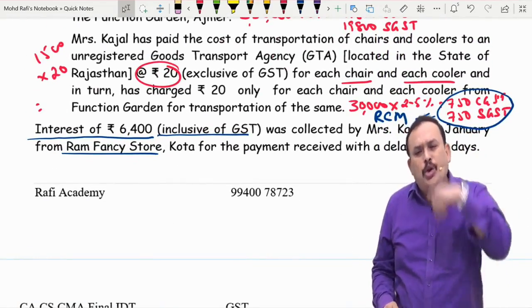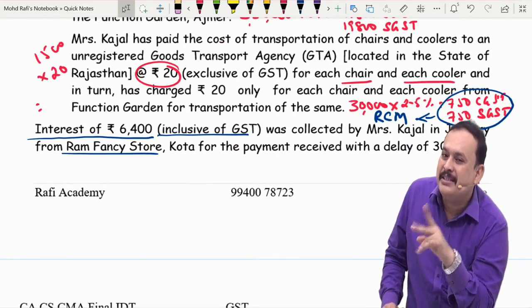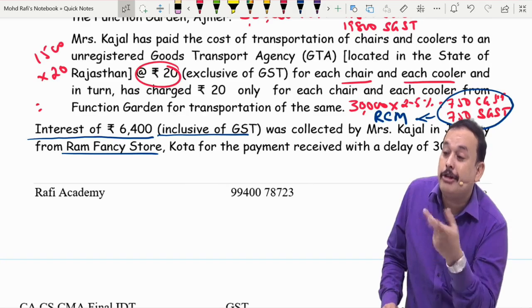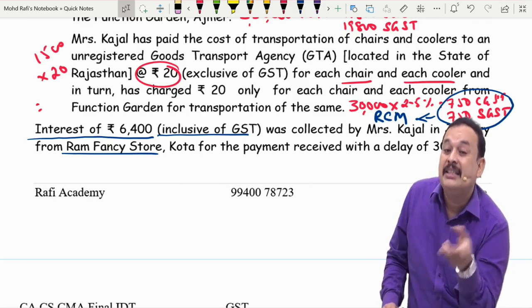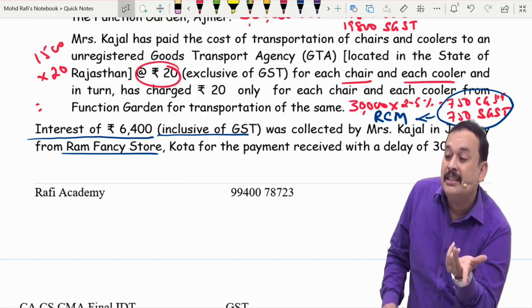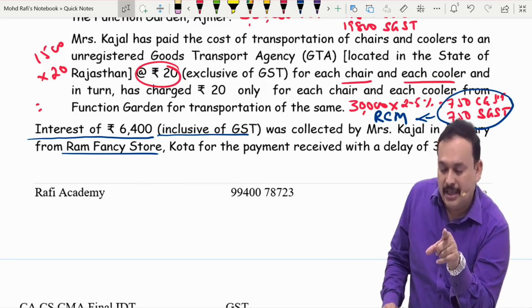Against what? Against the loan or against supply of goods? Supply of goods. CBIC has given clarification. If the interest is charged against the loan or advances, it is not a supply. If it is against goods or services and the payment is collected in a deferred manner, it will be a supply.